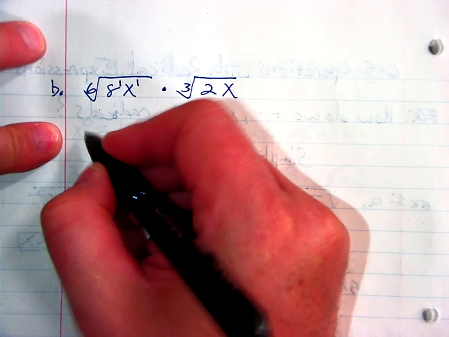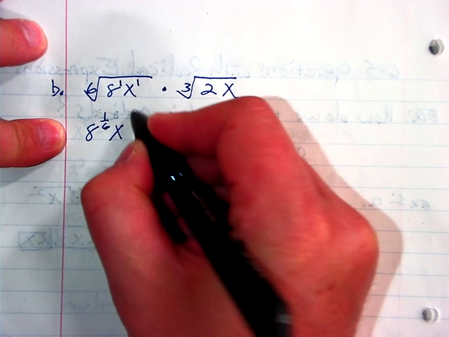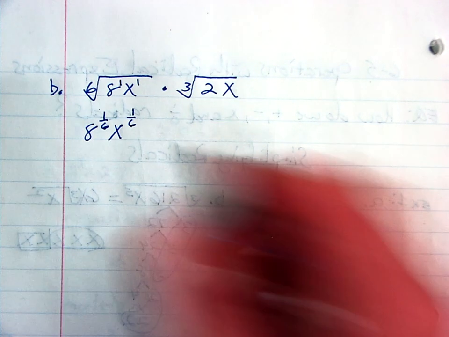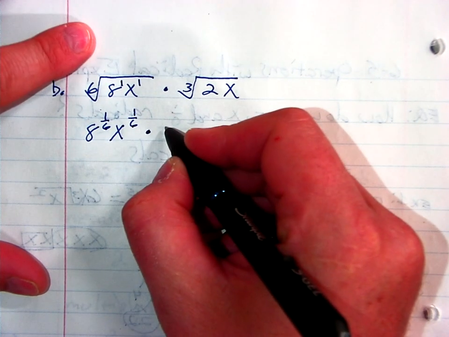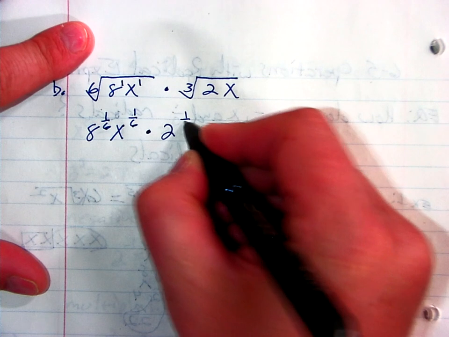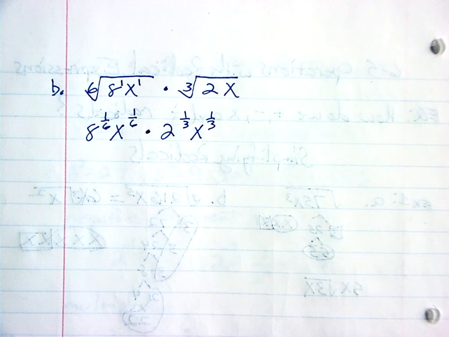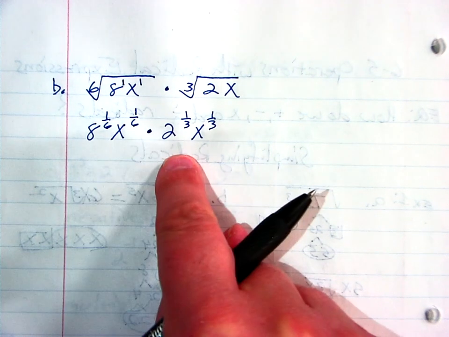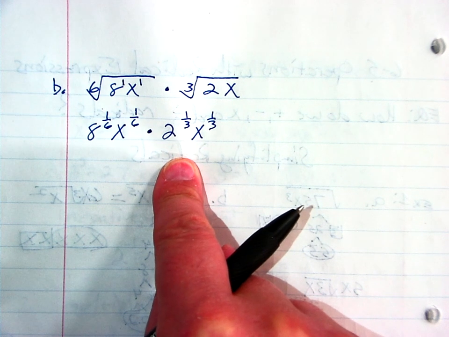So we can actually rewrite this as 8 to the 1/6 x to the 1/6 times 2 to the 1/3 x to the 1/3. All right, but here's the issue. In order to multiply these, we need the same base. Do we have the same base? So now we have to do... You're close. Kind of. You're not exactly correct, but you're not exactly wrong.